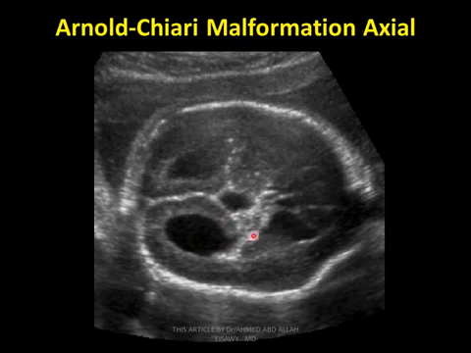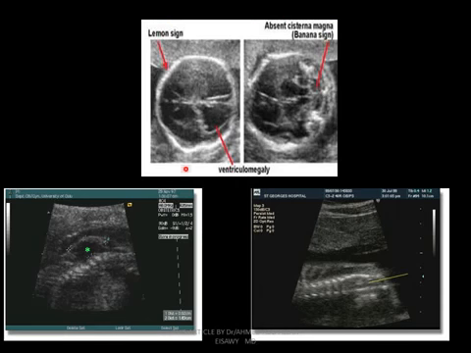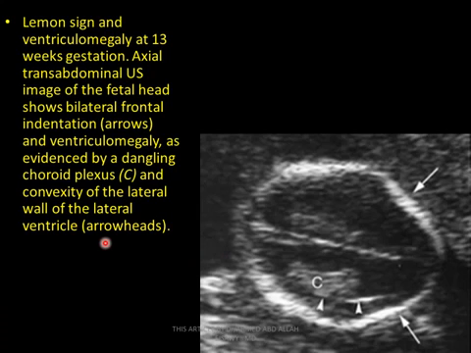Arnold-Chiari malformation, and this is axial. As we see in this Arnold-Chiari malformation, lemon signs and absent cisterna magna. Lemon signs and the banana sign of the cerebellum, lemon sign of the frontal bones, ventriculomegaly. This is myelomeningocele, as we see. Lemon sign and ventriculomegaly at 13 weeks gestation.